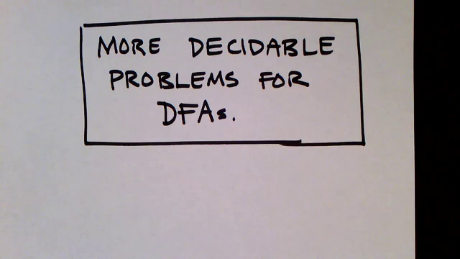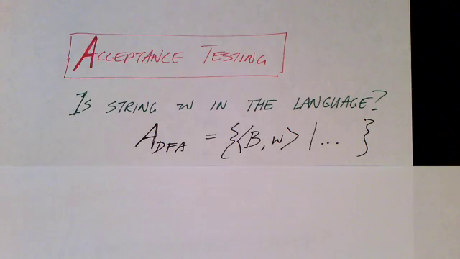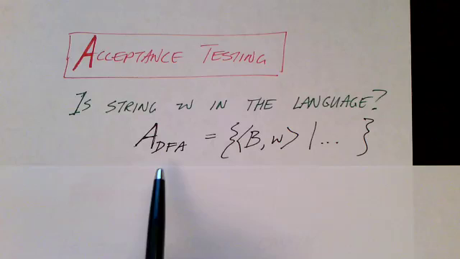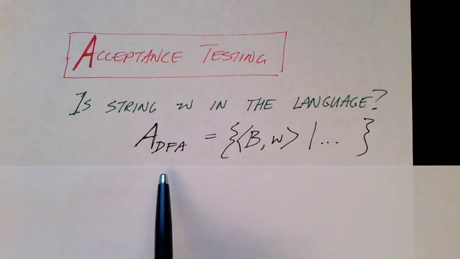In this video, let's look at some additional problems for deterministic finite state automata. As we've said before, all the problems for deterministic finite state automata and regular expressions and regular languages in general are decidable. We already looked at the acceptance problem for deterministic finite state automata in the previous video.